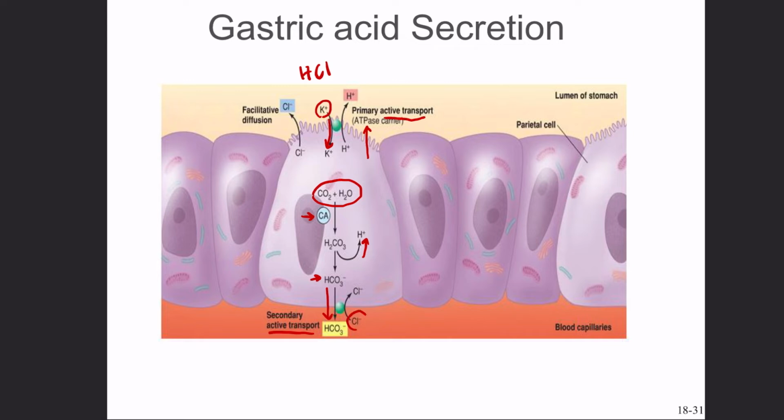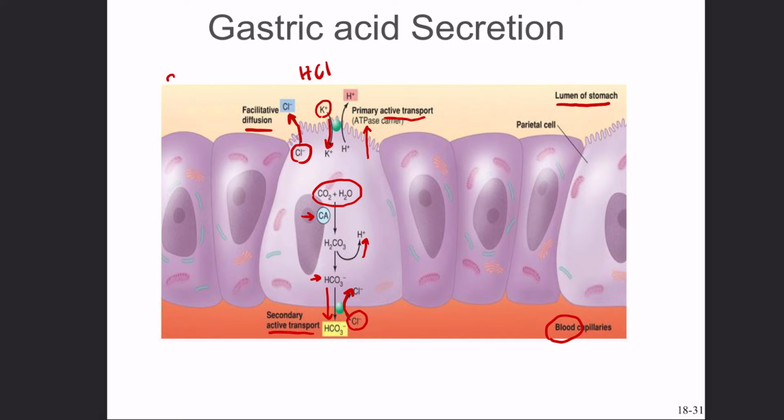Chloride is going to come in. It's piggybacking on the concentration gradient of bicarbonate. So this is how bicarbonate gets into the blood. So chloride comes in here, and it is piggybacking on the concentration of bicarbonate. And then on this side, on the apical side, it is just going from high to low concentration via facilitated diffusion. And this is how we secrete hydrochloric acid into the stomach.